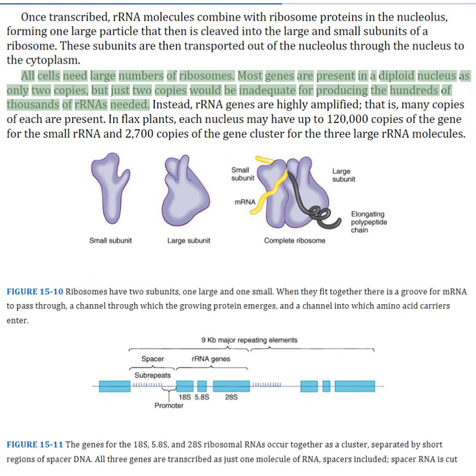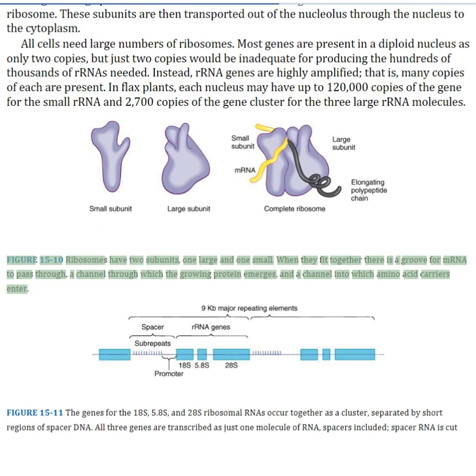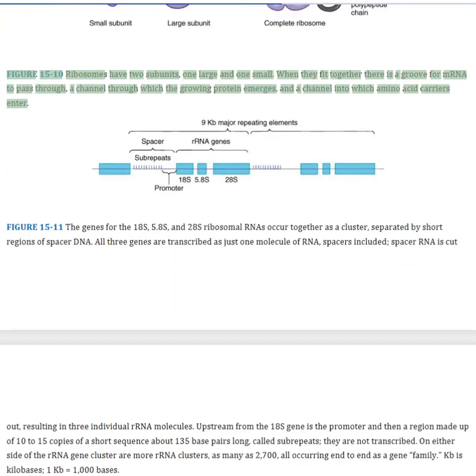All cells need large numbers of ribosomes. Most genes are present in a diploid nucleus as only 2 copies, but just 2 copies would be inadequate for producing the hundreds of thousands of rRNAs needed. Instead, rRNA genes are highly amplified, that is, many copies of each are present. In flax plants, each nucleus may have up to 120,000 copies of the gene for the small rRNA and 2,700 copies of the gene cluster for the 3 large rRNA molecules. Figure 15.10: Ribosomes have 2 subunits, one large and one small.